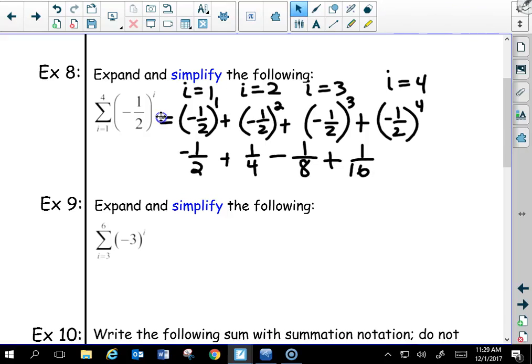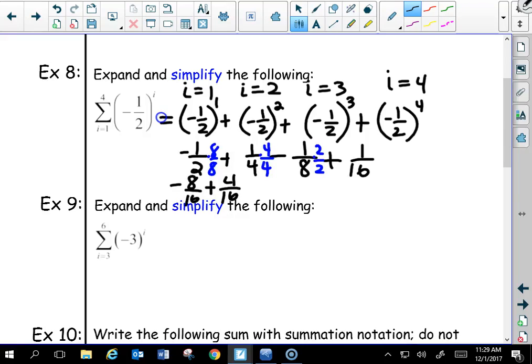So we're going to convert all of these to 16ths, and do some addition and subtraction. All right, so we get negative 8/16 plus 4/16 minus 2/16 plus 1/16. When I add a negative 8 with a positive 4, a negative 2, and a positive 1, I get negative 5/16.